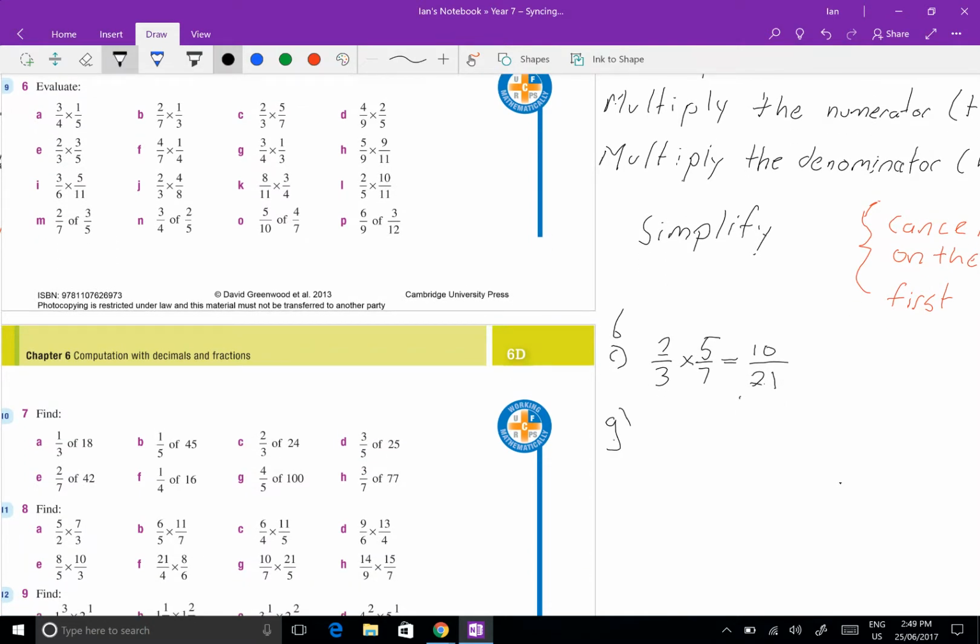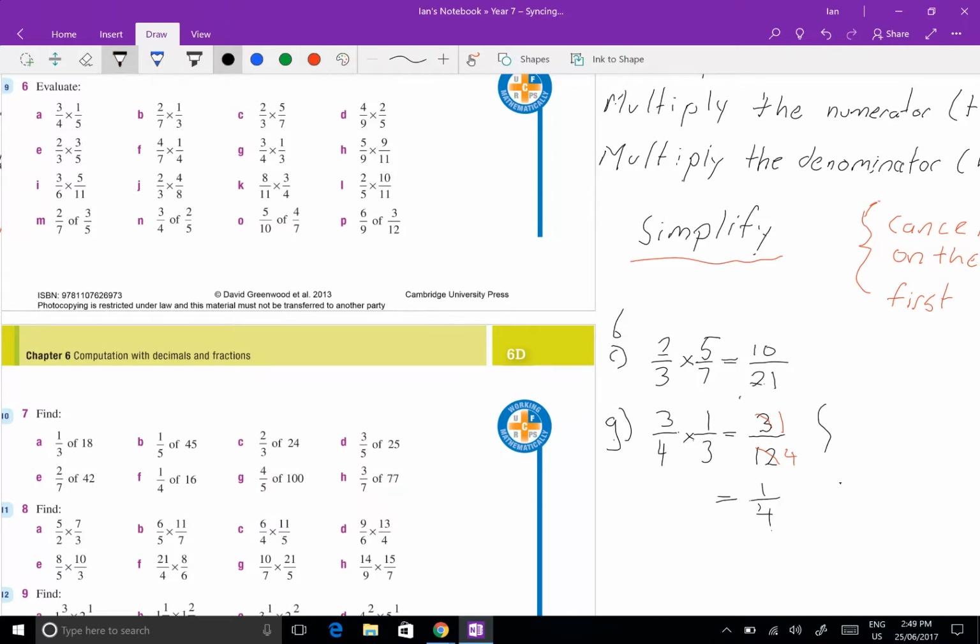And let's have a look at 6G. 3 on 4 times 1 on 3. Well, 3 times 1 is 3, and 4 times 3 is 12. Now that answer is correct. But I know that I can now simplify that because I know there's a number that goes into 3 that also goes into 12. So I can make that simpler. And I know that 3 goes into itself once, and 3 goes into 12 4 times. So I'm left with 1 on 4.